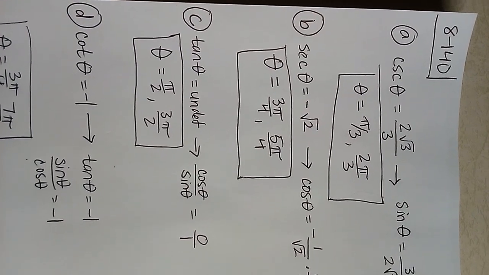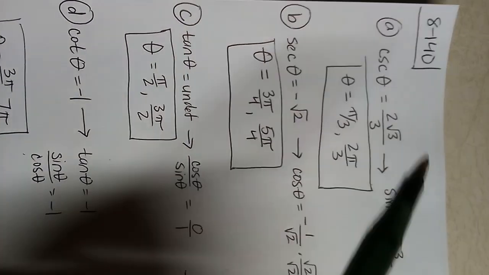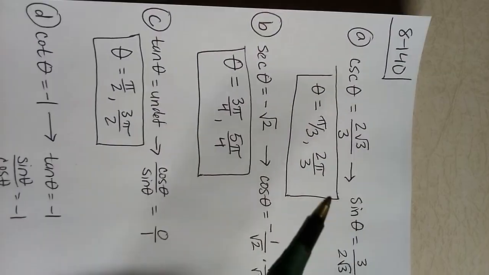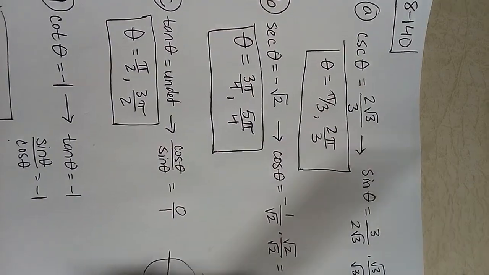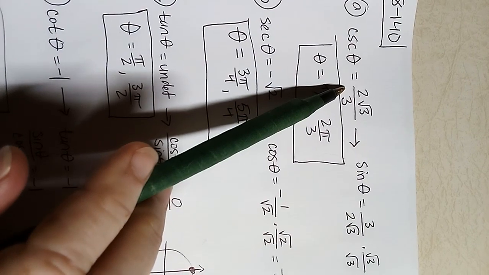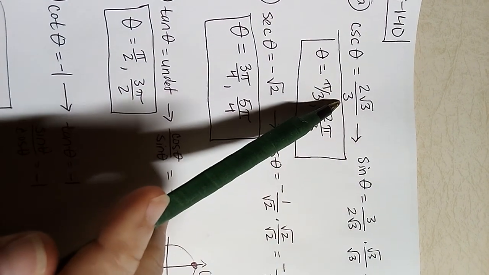Here's pre-calc, problem 8-140. It wants me to solve for theta in between 0 and 2 pi. So that's basically unit circle. It says the cosecant of theta is 2 root 3 over 3.